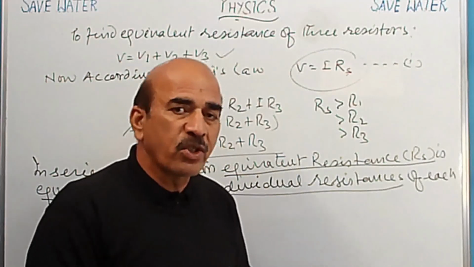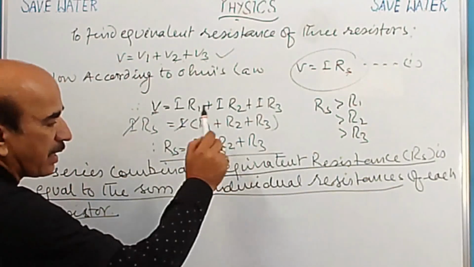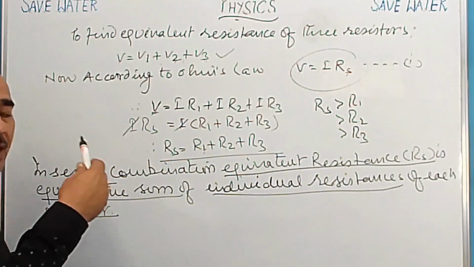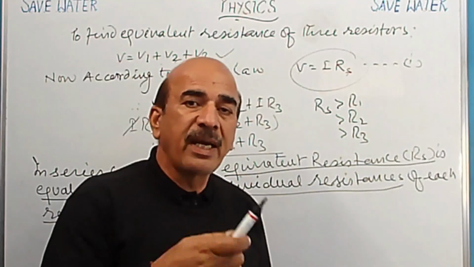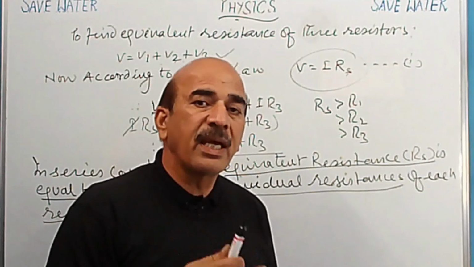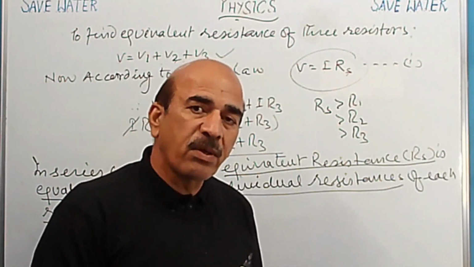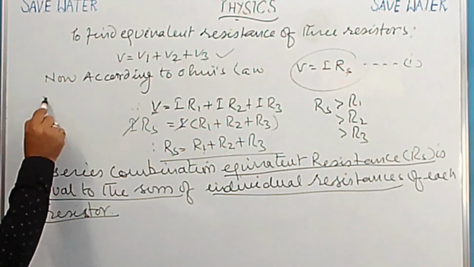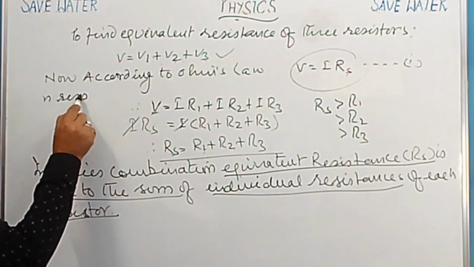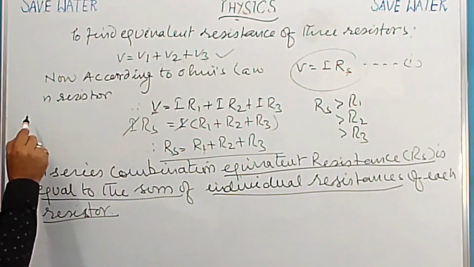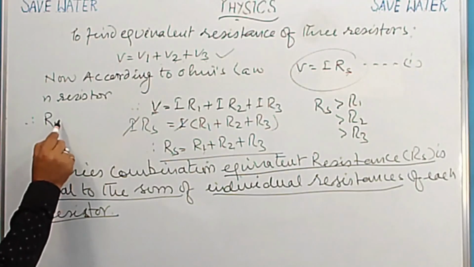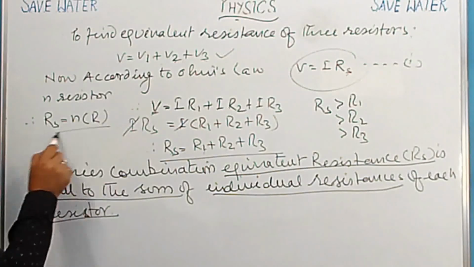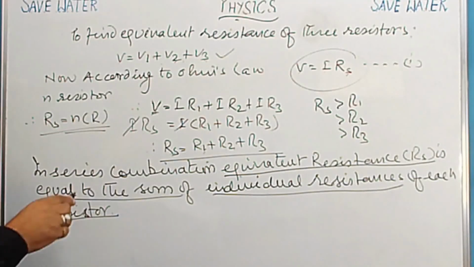Okay, एक छोटा सा important question आप पूछ लेते हैं. Here three resistors are connected in series. Okay, R1, R2 and R3 are there. If there are many resistors, okay, 7, 8, 9, 10, many resistors, or we can say n number of resistors are there, then what will be the equivalent resistance? Okay, n resistors are connected in series. In that case, equivalent resistance Rs will be equal to nR, where R is the resistance of each resistor.